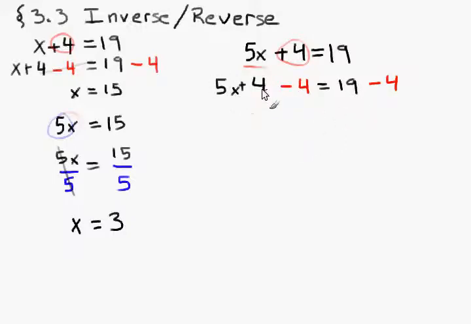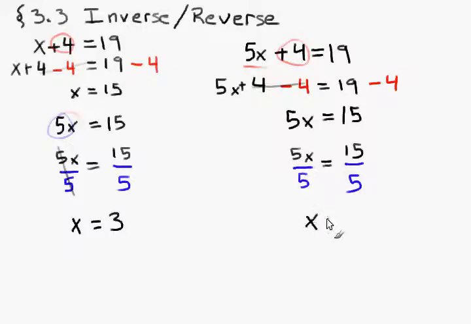Okay, so we will have 5x on the left-hand side and 15 on the right-hand side. 5x equals 15. We know how to solve this. We're going to divide both sides by 5. And the result will be x is equal to 3. X equals 3 is the solution to this linear equation.